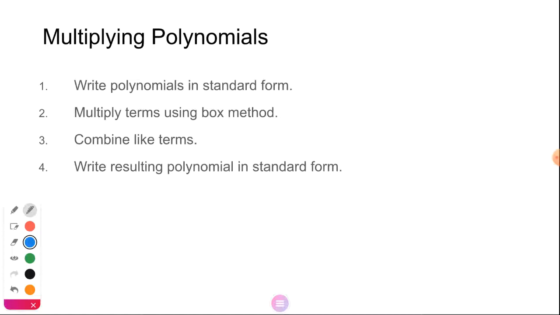So now let's go ahead and get started with some multiplication. So the steps that we're going to take are here. We're going to make sure that our polynomials are in standard form. We're going to use the box method to multiply out our polynomials, look for any like terms that need to be put together, and then write out our final result in standard form.